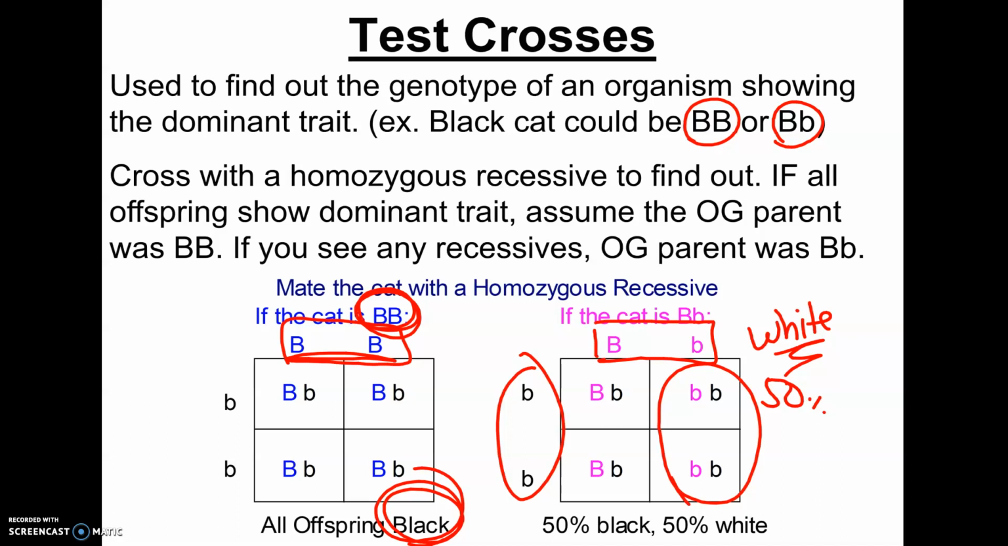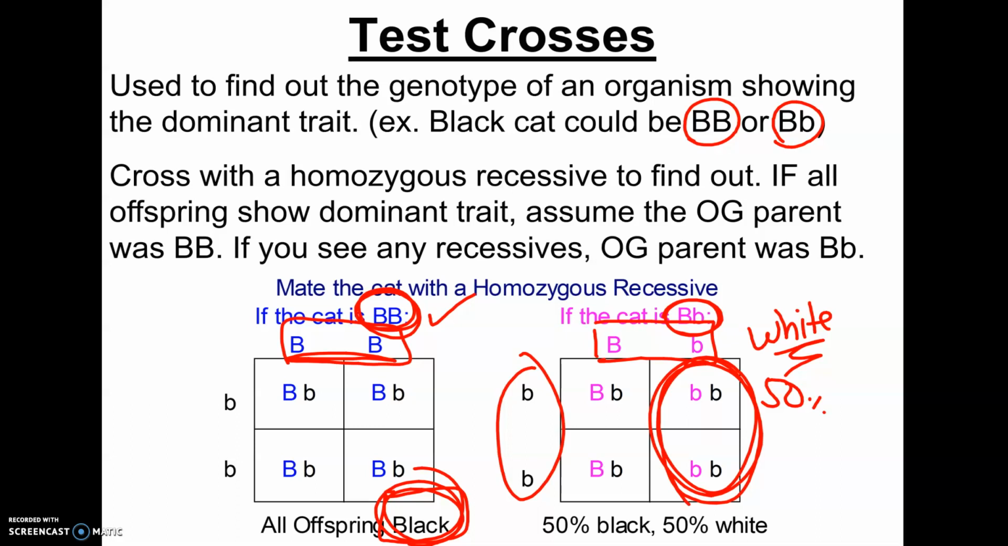You take an organism that shows the dominant trait, but you're not sure if it's homozygous or heterozygous. Cross it with a homozygous recessive. If all the offspring come out with the dominant trait, you can assume your original was purebred. If any of your offspring come out with the recessive trait, then you can assume your original had to be heterozygous. Also, cats are probably not a great example of this because they don't have lots of offspring.